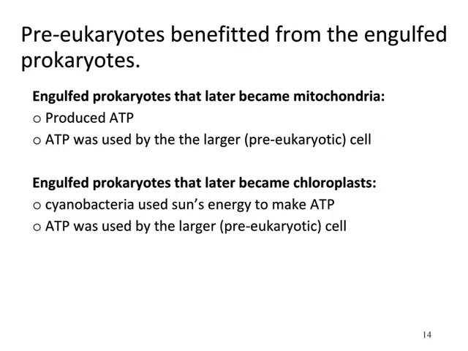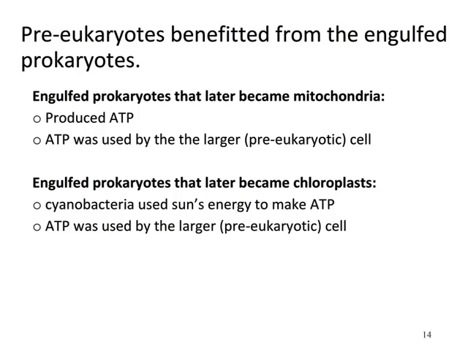As a summary, this is just a reminder that the pre-eukaryotes benefited from those prokaryotic cells that they engulfed. The engulfed prokaryotes that later became mitochondria produced ATP, and the larger pre-eukaryotic cells that eventually became eukaryotes were able to benefit from those mitochondria. They were able to use that ATP that those engulfed prokaryotes produced for them.